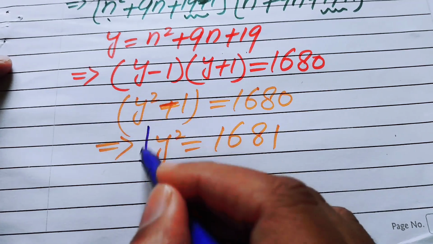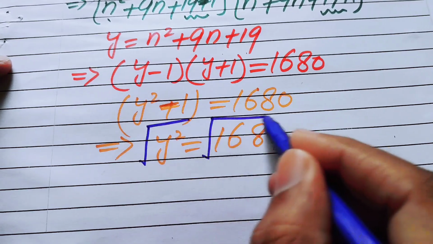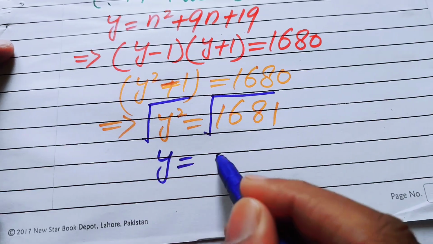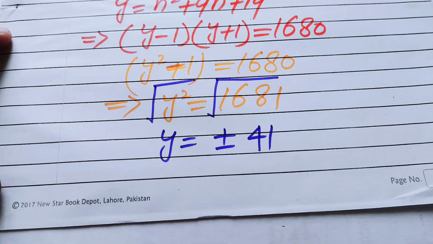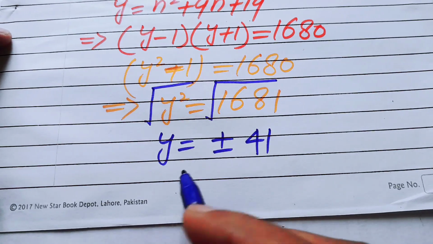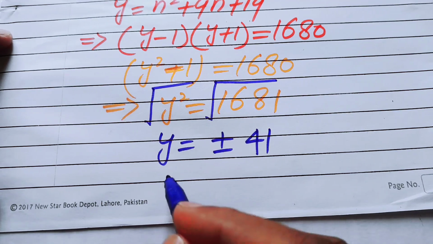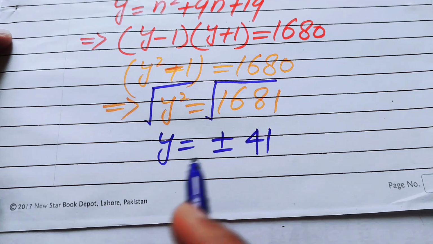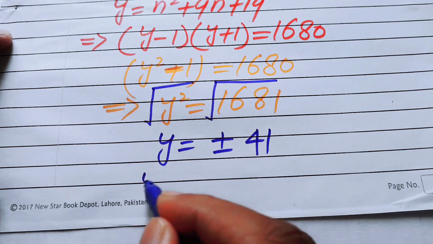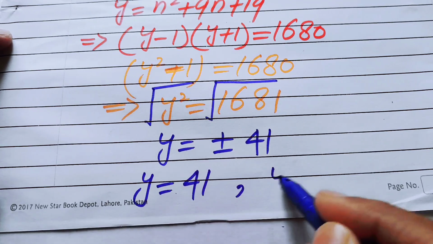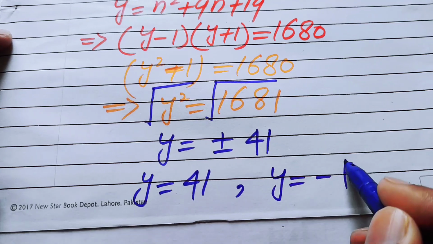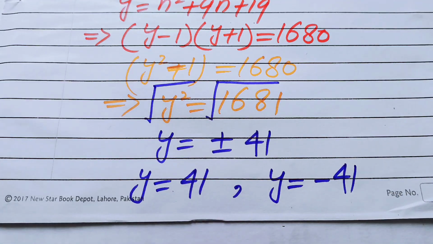So when you take the square root, you will get y equals plus or minus 41. So here we have two cases, and we will break this into two factors, and you will get y equals 41 and y equals minus 41.